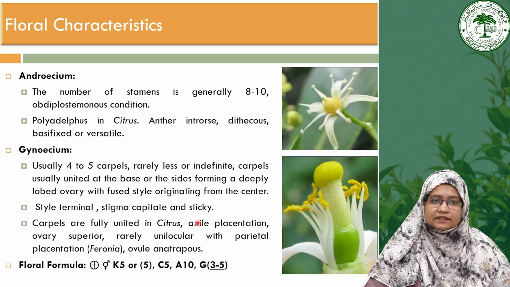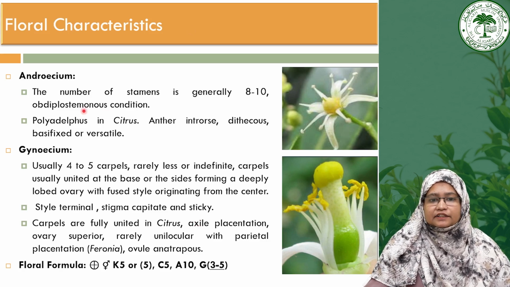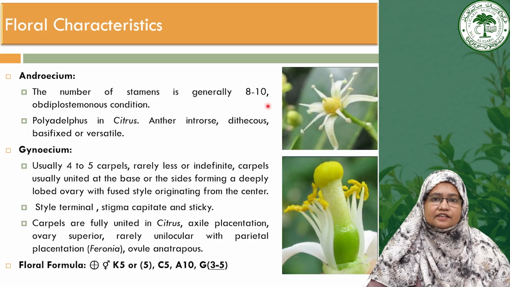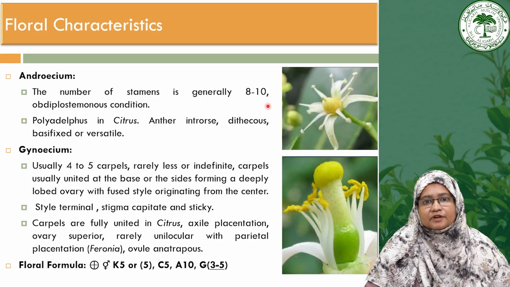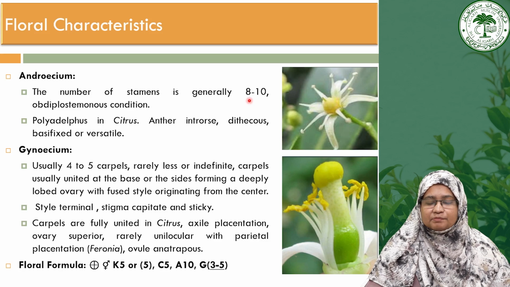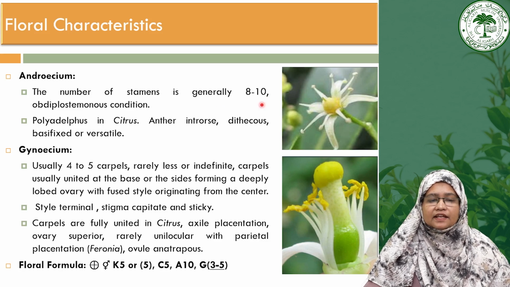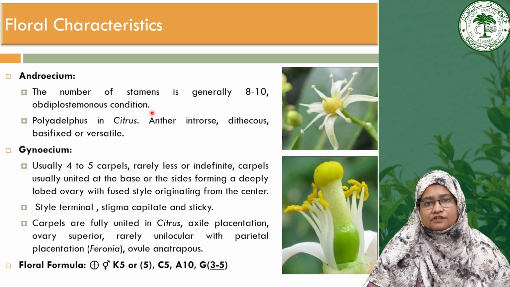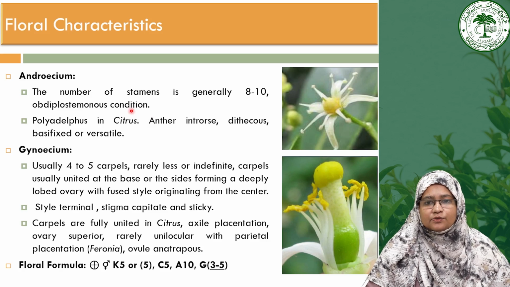Now moving towards the male reproductive part, that is the androecium of the flower. The number of stamens in general, as we have already seen, is that the Geraniales order has double the number of stamens as petals. So, if the number of petals is 4, then the stamen number is 8, and if the petal number is 5, then the stamen number is generally 10. So, it varies between 8 to 10, and they have a quite interesting condition, the obdiplostemonous condition, which is present in some members of this family, in which the stamens are arranged in 2 rows.